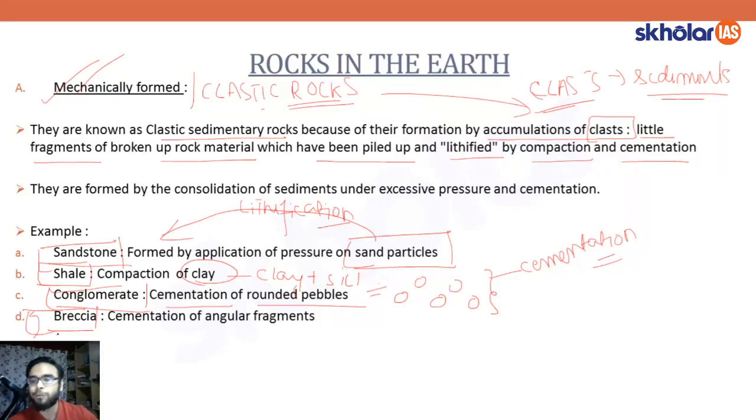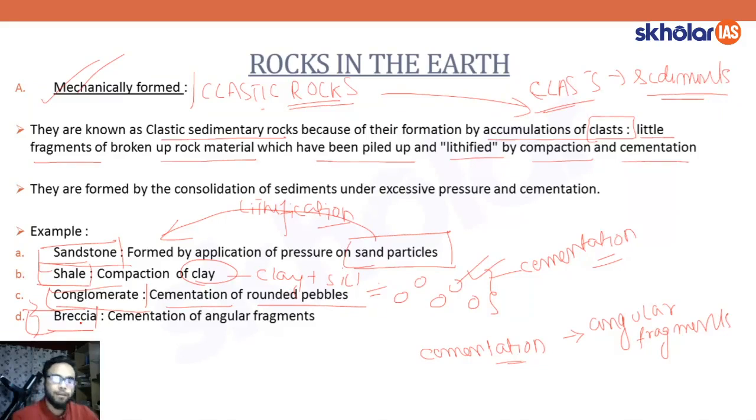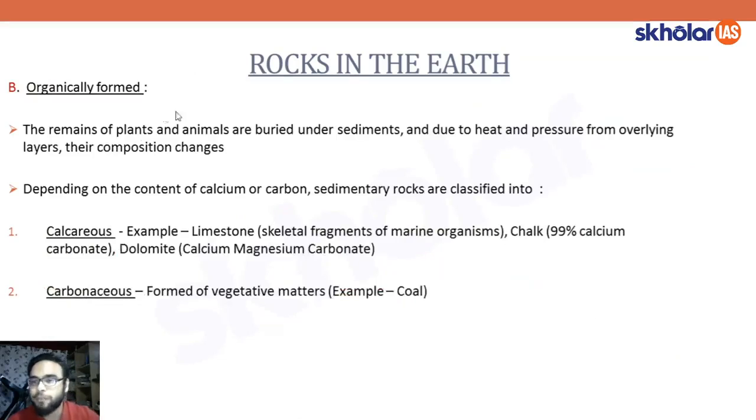Now the major difference between conglomerate and breccia is that conglomerate is made up of rounded particles, cementation of rounded particles, but in case of breccia, it is formed by the process of cementation of angular fragments. Understood these different types? Sandstone formed from sand particles, shale from clay and silt, conglomerates from rounded pebbles, and breccia from angular fragments. Fine. So this is all about your mechanically formed sedimentary rocks.